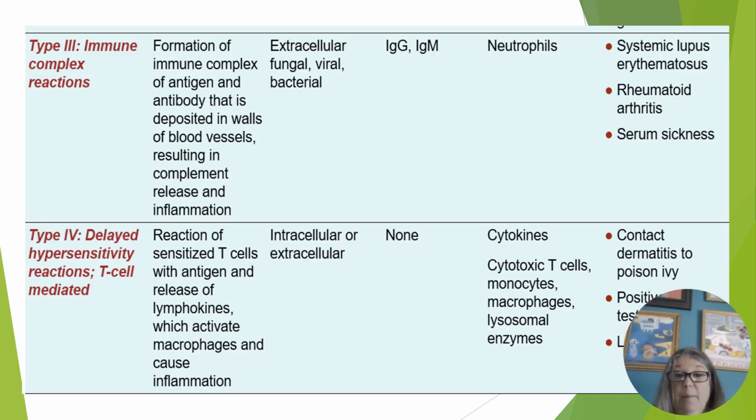This is type 3 hypersensitivities. These immune complex allergic disorders are mediated by the formation of antigen-antibody complexes. So they're kind of like type 1s, but we also have an autoimmune aspect to these. So these can be systemic and local. This may be like lupus, RA, serum sickness. So there's a local immune reaction, and then you end up with a systemic reaction.